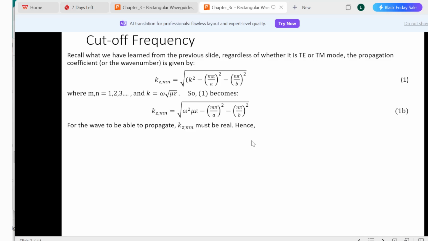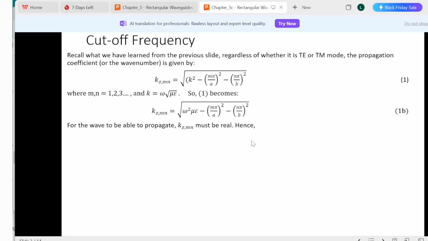So to begin with, we need to know what is cutoff. Cutoff means there is no longer any propagation. With no propagation, this means kz is below 0. It can be 0 or negative. Then in this case, the wave is pretty much unguided. And with this in mind, we determine that there is no more propagation.